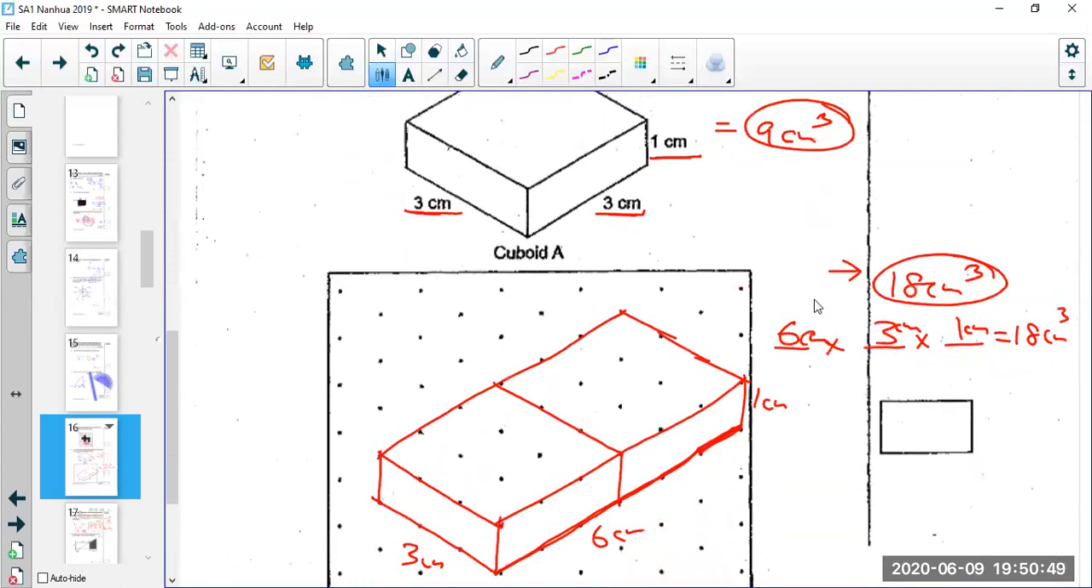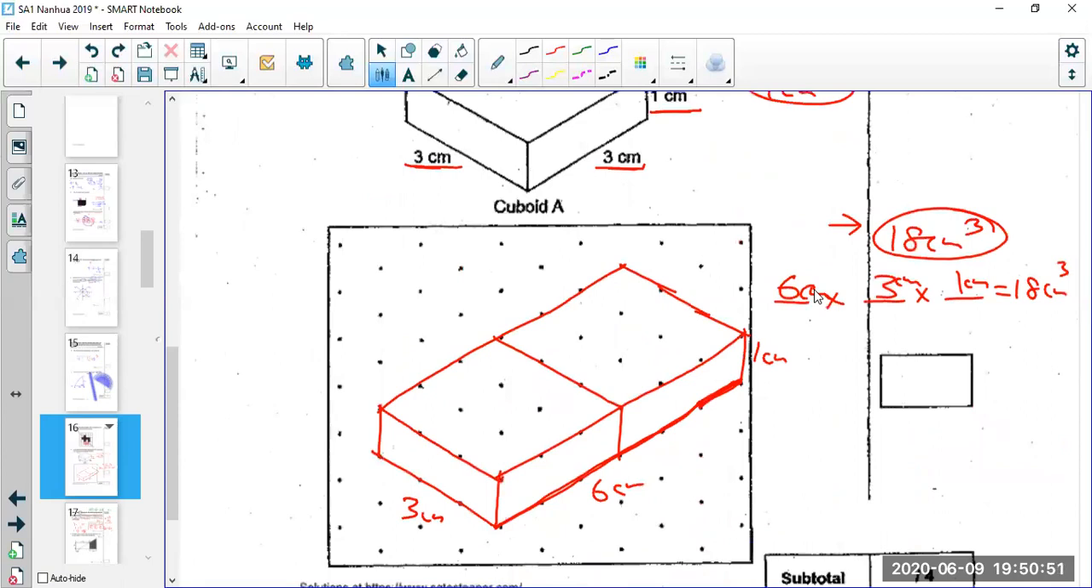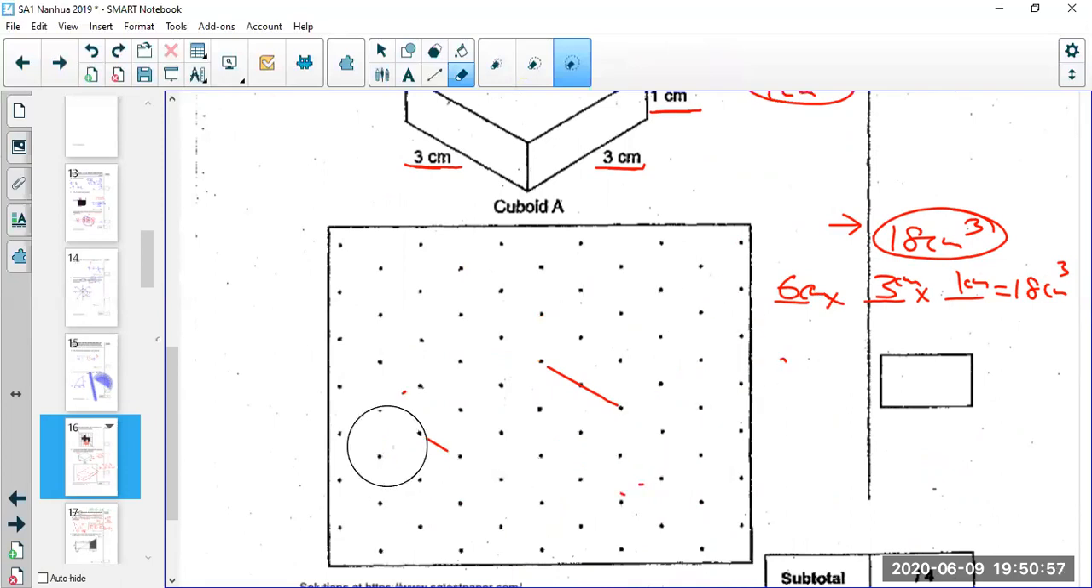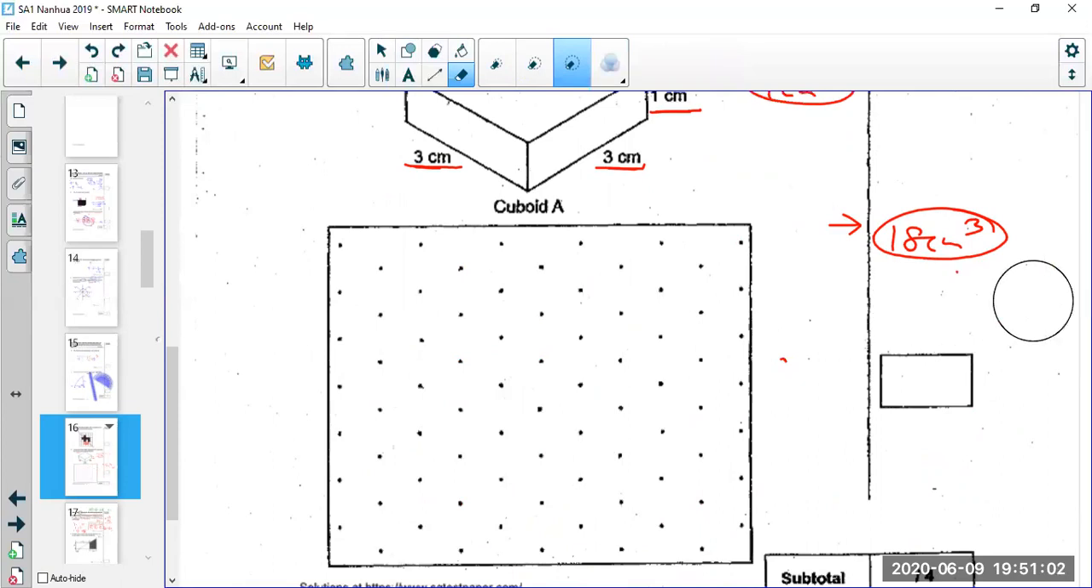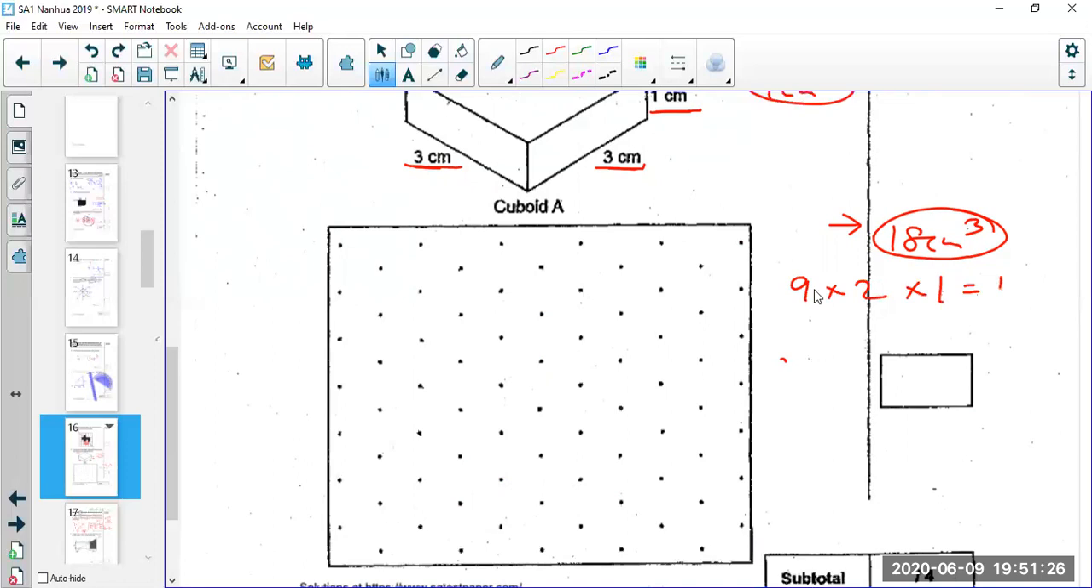All right, then how to draw? Okay, let me just erase the drawing here. Then how do you draw this cuboid? Now you need a cuboid that has a volume of 18 cm cubed. So there are a few ways, a few drawings. Now you use some thinking. So what times what equals 18? Because volume is length times breadth times height. So maybe how about 9 times 2 times 1 equals 18, also can.